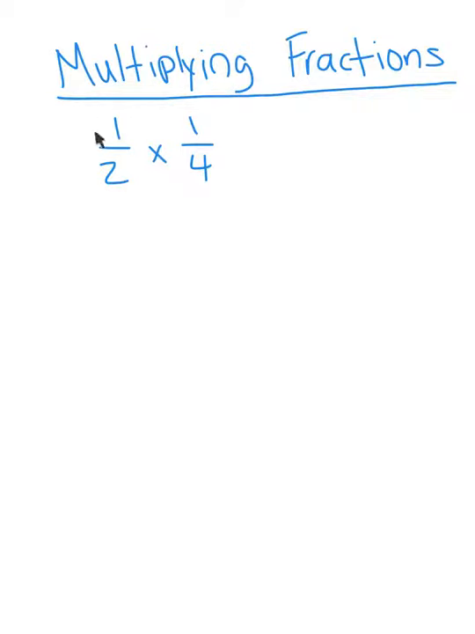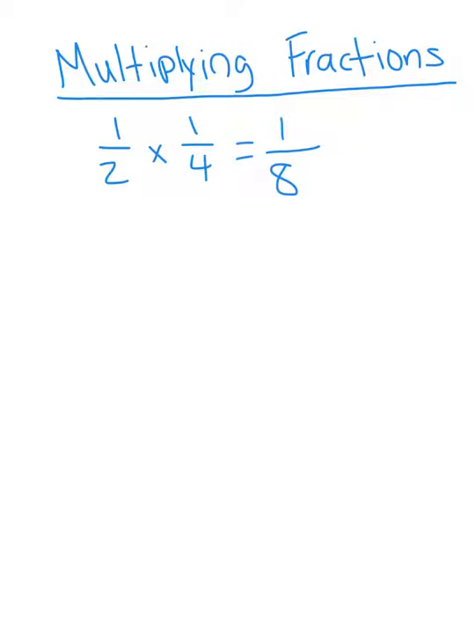So if I have 1/2 times 1/4, that is going to be equal to 1 times 1 on the top. So I'll put this here, and on the top, 1 times 1 is 1. And 2 times 4 is 8. I multiplied across the top and across the bottom, and I got 1/8.